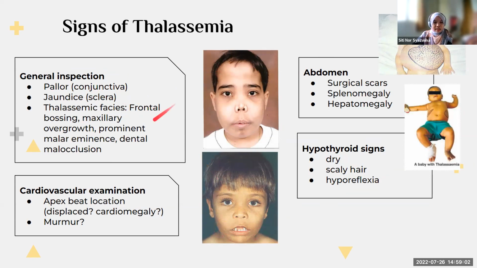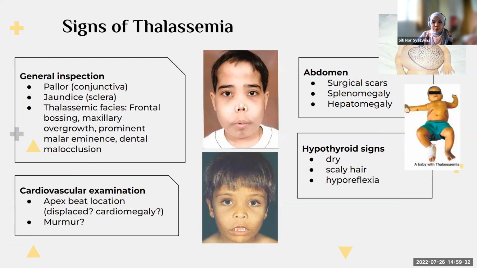Next is the cardiovascular examination. Palpate for the apex beat, either displaced or the presence of a murmur because of the iron deposition in the cardiac muscles. So patient can present with signs of heart failure, such as cardiomegaly. But this often cannot be found in all the patients.